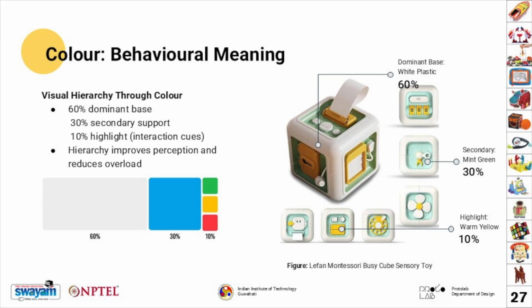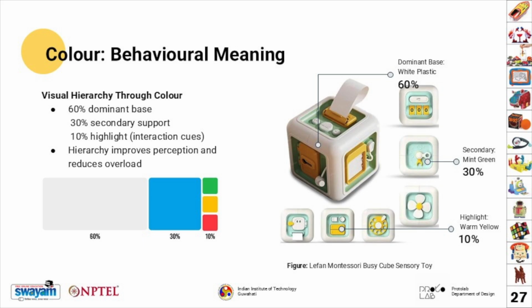The 60-30-10 rule helps structure visual attention. 60% of the toy should be a dominant background color. This stabilizes perception and prevents constant scanning. 30% becomes a secondary color, supporting structure or grouping. The final 10% is the highlight color. This is where interaction happens: buttons, handles, and moving parts.